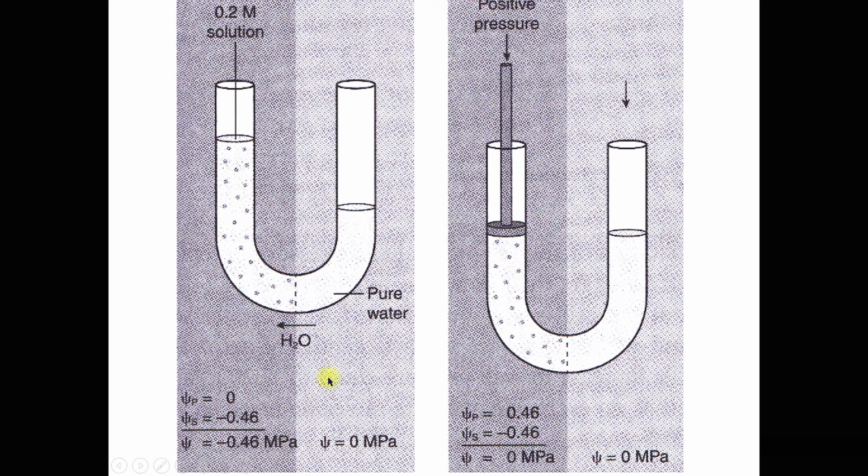So the water potential in this left arm is lower compared with the water potential on the right arm. So water will diffuse by osmosis from the right arm to the left arm, because the water potential in the right arm is greater than the left arm.